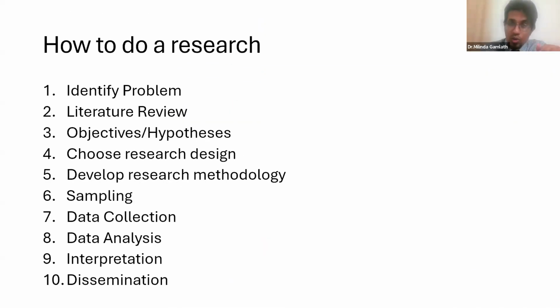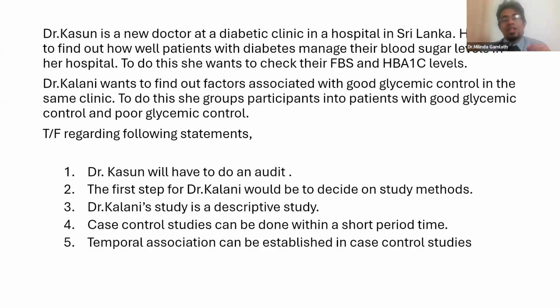Ideally, you should go step by step. You can't jump in from the middle. So in this question, the first step of Dr. Kalani: Dr. Kalani wants to find out the factors associated with good glycemic control. The option says the first step of Dr. Kalani would be to decide on study methods. That is wrong. Before study methods, she has identified the problem, or she might have identified the problem. She wants to find out factors associated with good glycemic control.